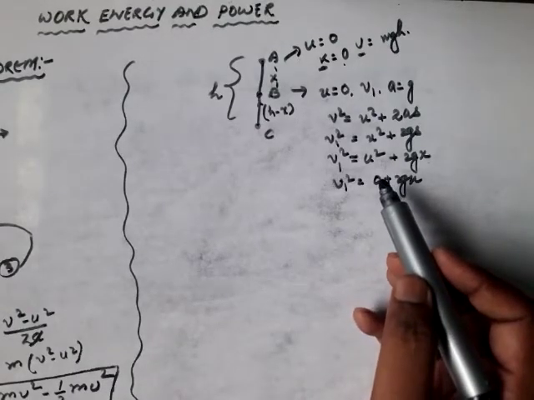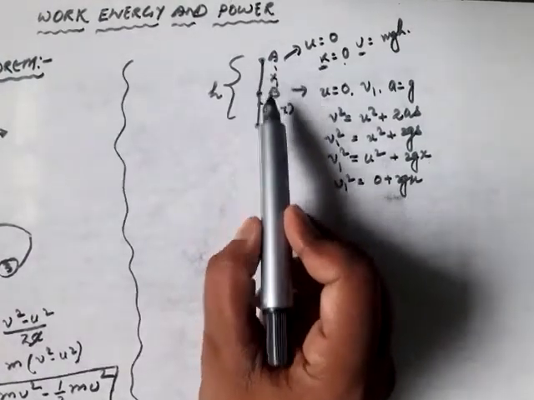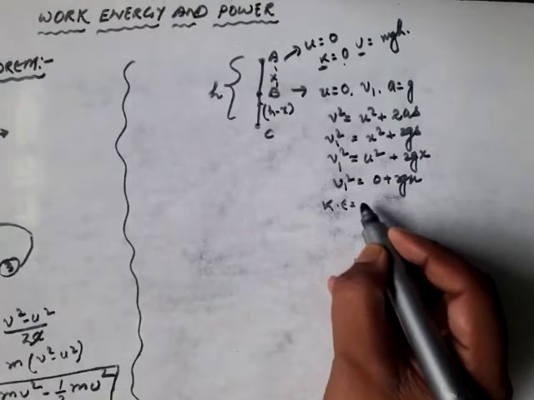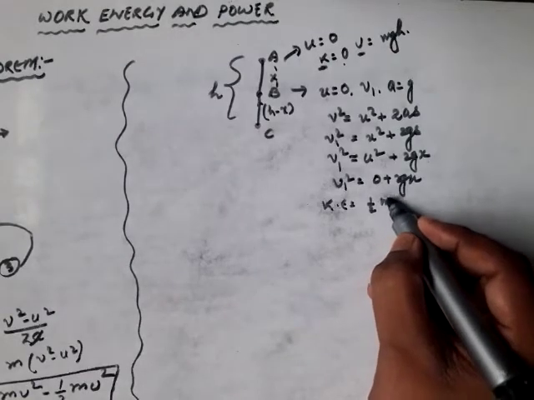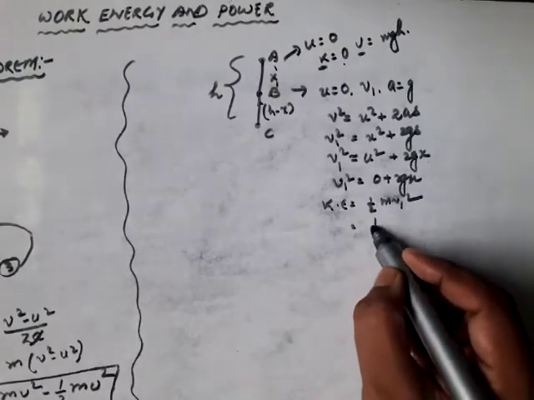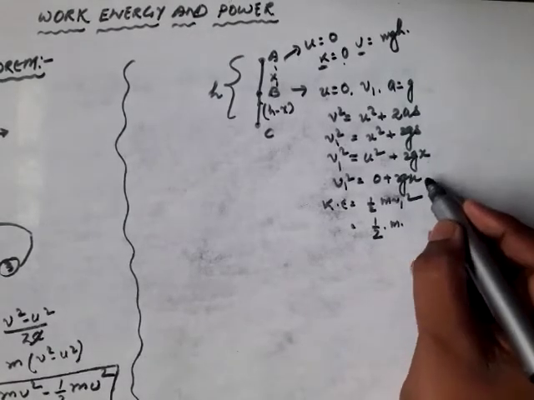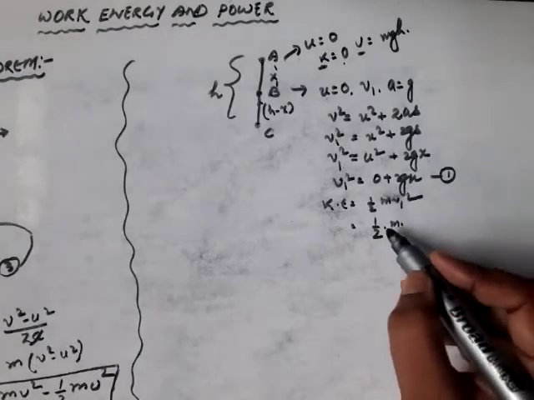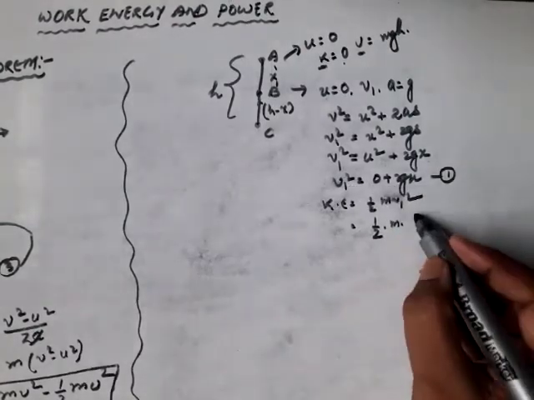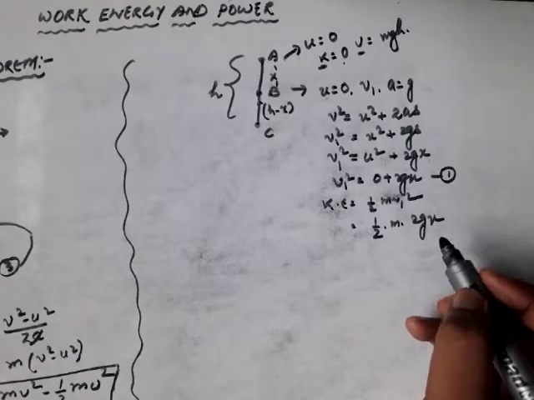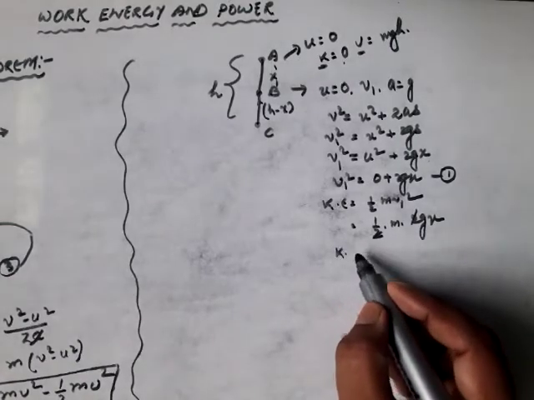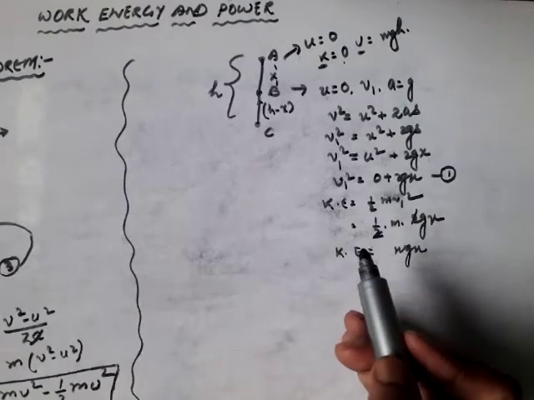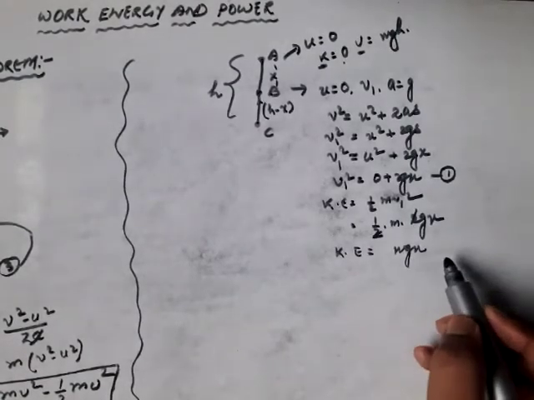Although the body is moving downward and not at rest, it has some kinetic energy. Kinetic energy equals half m v1 square. Calling the previous result equation 1, we put the value of v1 square, 2gx, here: half m into 2gx. The 2 cancels out, so kinetic energy is equal to mgx. This is the statement.